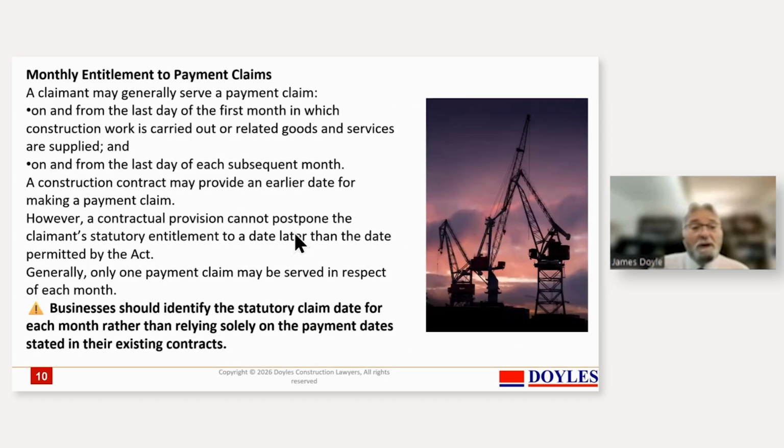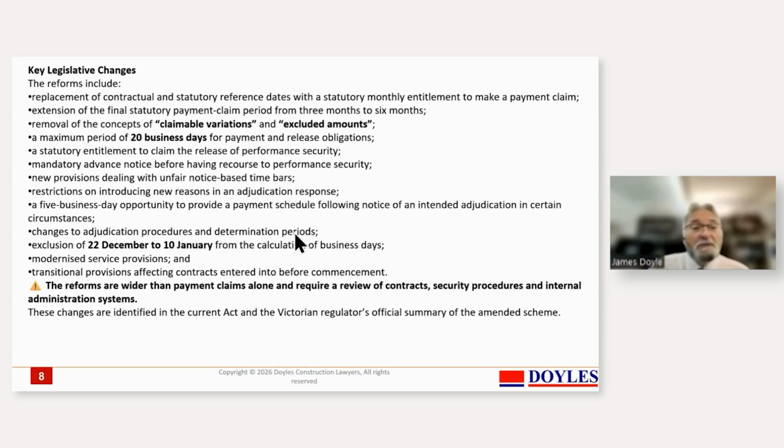So the other aspect is, if we look at the key legislation changes, run over a bit of a summary of those. One is that they've replaced the reference dates that we used to have to struggle through in the previous Act with a statutory month, the entitlement to make a payment claim. So it's simple and straightforward. And the extension of the final statutory payment claim from 3 months to 6 months. 3 months is pretty tight. In New South Wales, you get 12 months. In Victoria now, you get 6 months. So that means you've got to clean up your last claim and make sure that it's put in comprehensively and properly as quick as you can.